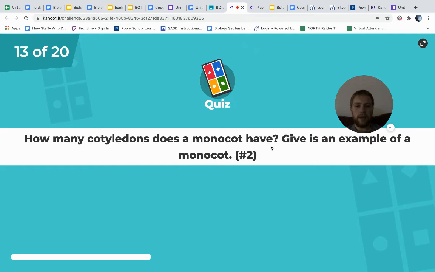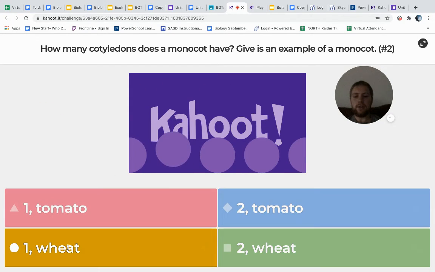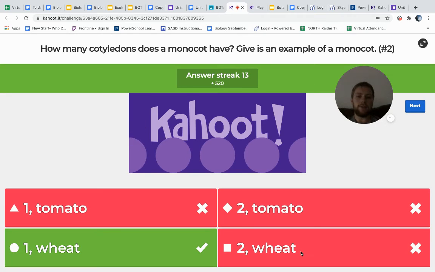13. How many cotyledons does a monocot have? Give an example. Here's a typo. Give an example of a monocot. All right, so the prefix mono, recall, means one. So we're going to rule out all of our twos right here. Then this is a little bit of memorization, but we know our tomato is a dicot because I said it in an earlier video. And so our grains like wheat are going to be monocots. So if you know the grains are monocots and our legumes and tomatoes are dicots, that should help you narrow it down.